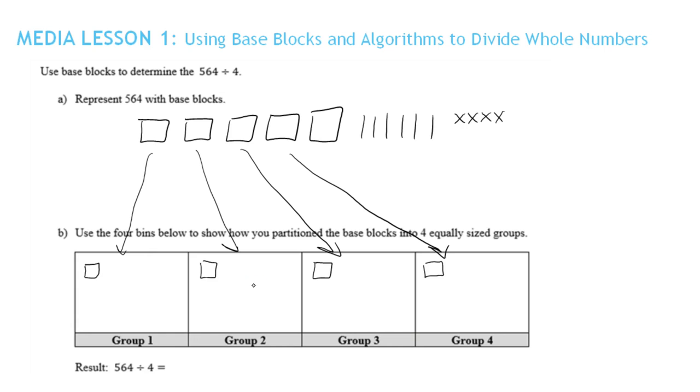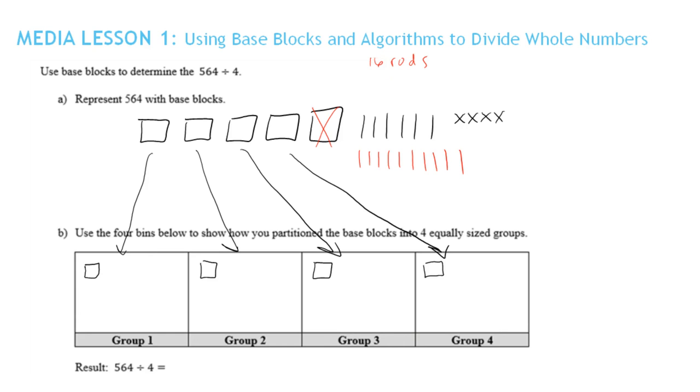We want a fair share, so we're going to break this flat into 10 rods. 1, 2, 3, 4, 5, 6, 7, 8, 9, 10. So right now we have a total of 16 rods to break into 4 equal groups. So notice, if we divide 16 into 4 equal groups, that would be 4 per group.